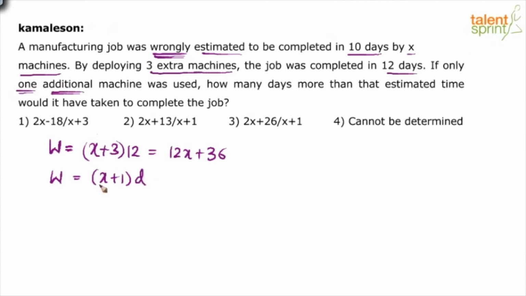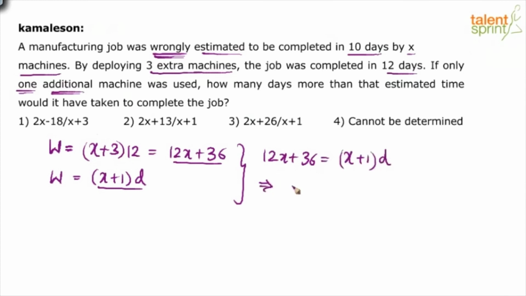The total work will be X plus 1 into D, only one additional machine being used. So X plus 1 multiplied by D. Yes or no? X plus 1 being multiplied by D. Now the point is 12x plus 36 represents the total work. X plus 1 into D also represents the total work. So from these two, we can conclude that 12x plus 36 is equal to X plus 1 into D.